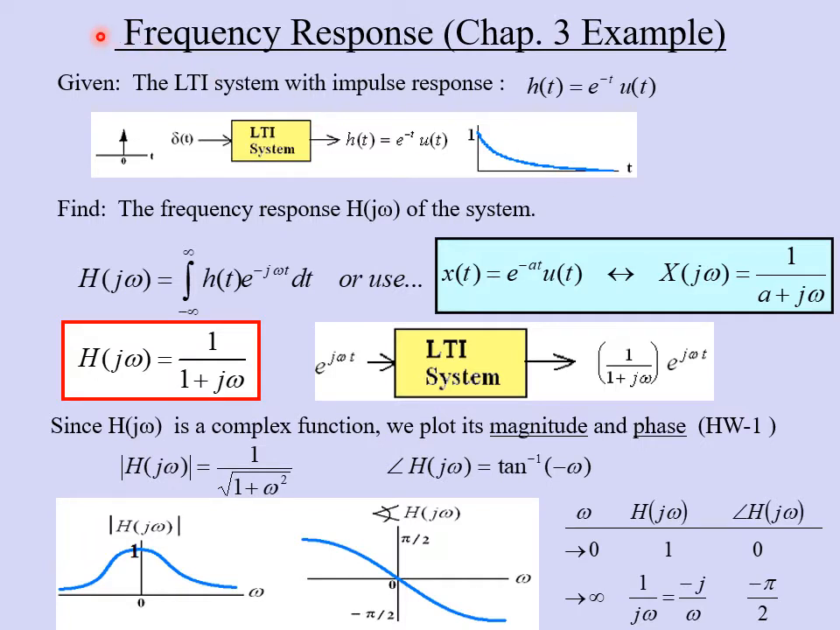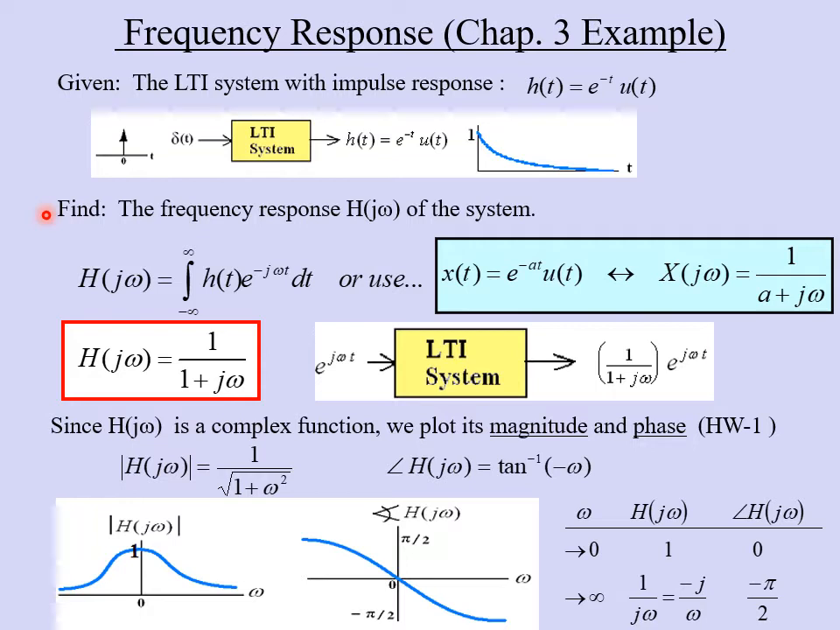Let's go ahead and start with an example of calculating the frequency response. And actually, this example is nothing new. We did this back in Chapter 3, but now we can use our new language of talking about Fourier transforms. So suppose we have an LTI system here, and the impulse response of this system is given as h of t is equal to e to the minus t times u of t. So this is, again, a decaying exponential function, and our goal is to find the frequency response, H of j omega, of the system.